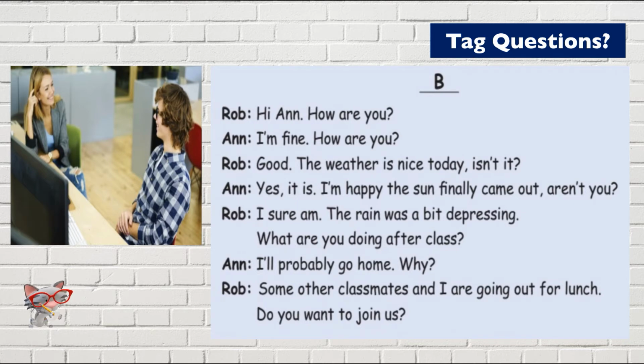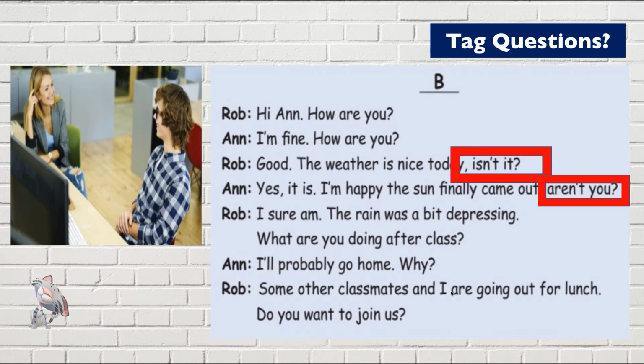Oh, wonderful. So what were the tag questions here? The second conversation by Rob, isn't it? And second conversation by Anne, aren't you? So the first one before that is the weather is nice. So aren't you? So yes it is, I am happy with the sun. Aren't you what? Aren't you happy? The sun came out. So what is the sun came out? That is the close sentence.